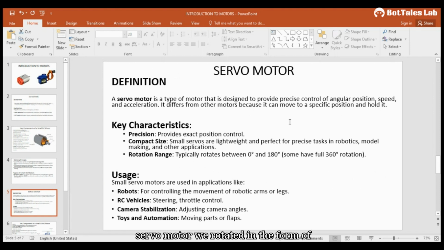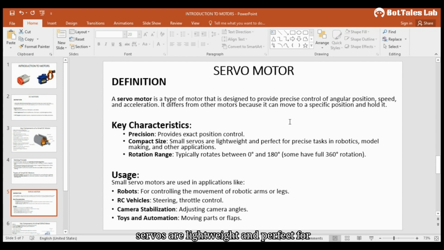A servo motor rotates in the form of angles, like 90 degree, 180 degree, 360 degree, again 180 degree, 90 degree. It will rotate from angle to angle, so we can control its position precisely. Some key characteristics of a servo motor are that it is precise, that is, it can provide exact position control.